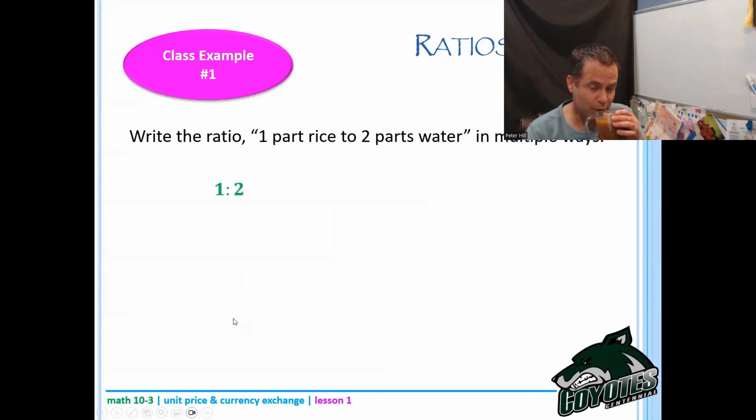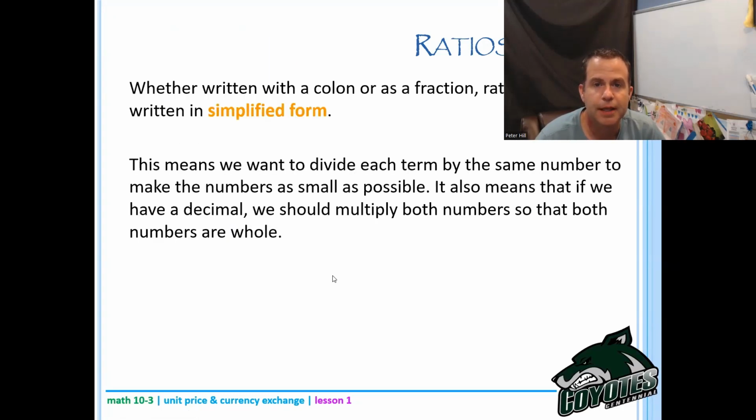So here's the colon, 1:2, and here's the fraction, 1/2, okay? Whether written with the colon or as a fraction, we always want ratios to be written in simplified form. Now, this is going to go back to your junior high days when you dealt with something called reducing fractions, if you remember how to do that.